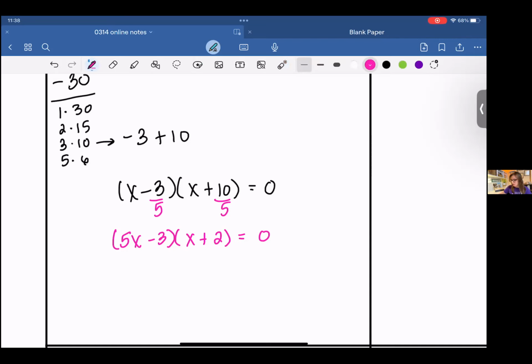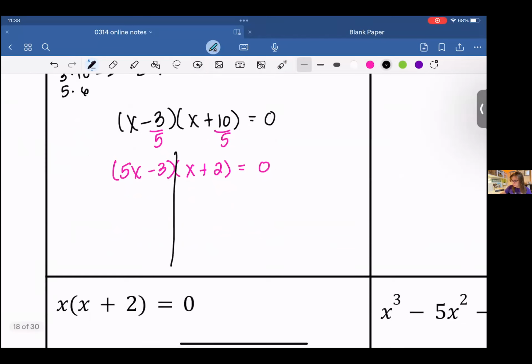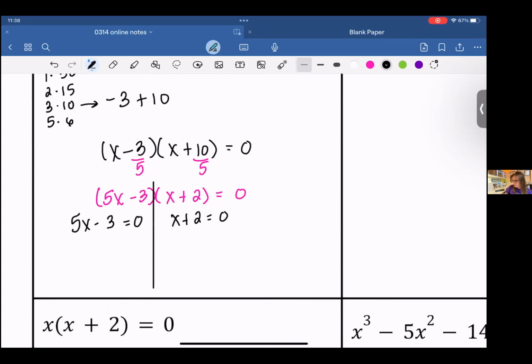So what you're going to do here is you're going to split up your factors. I usually go like this. And I set each one equal to 0. And this is where solving is going to come into play. So we're solving for x. We're going to add 3 and divide by 5. On this one, we're going to subtract 2. We have x equals negative 2.